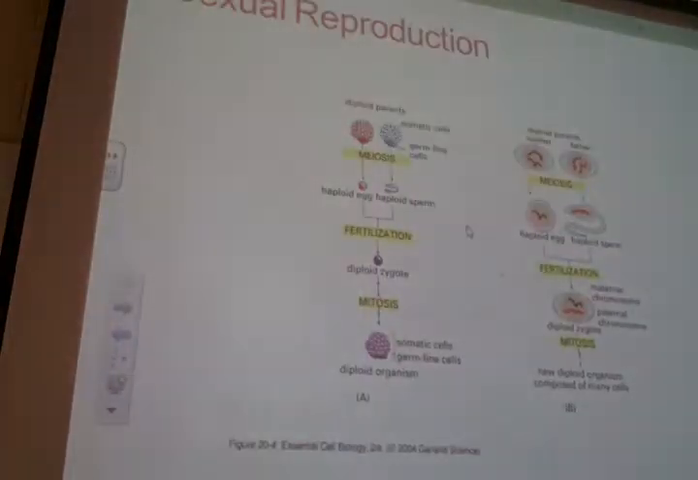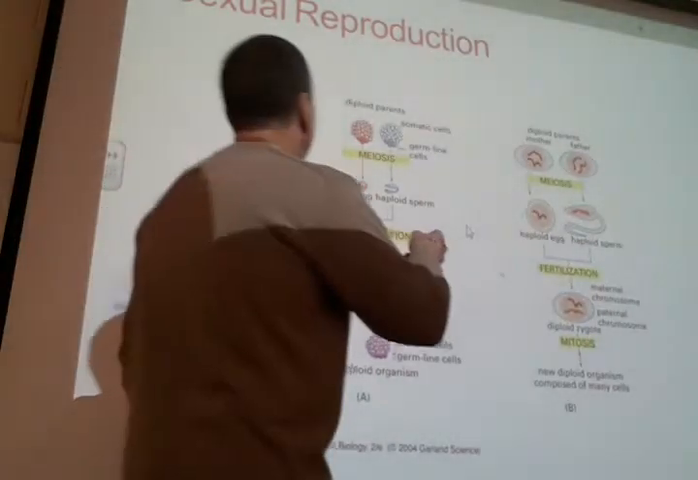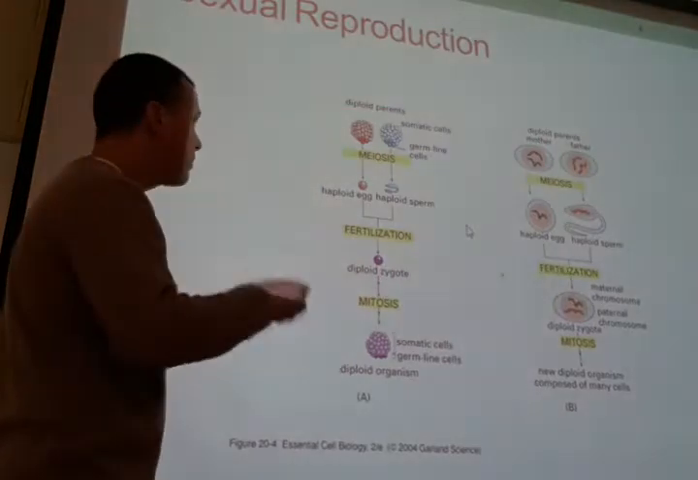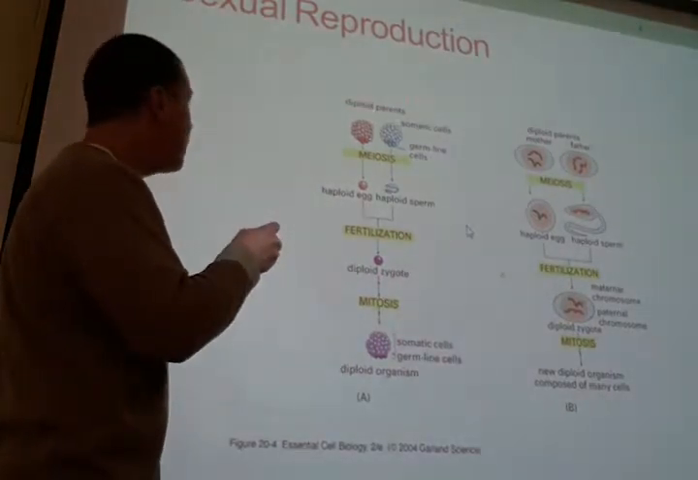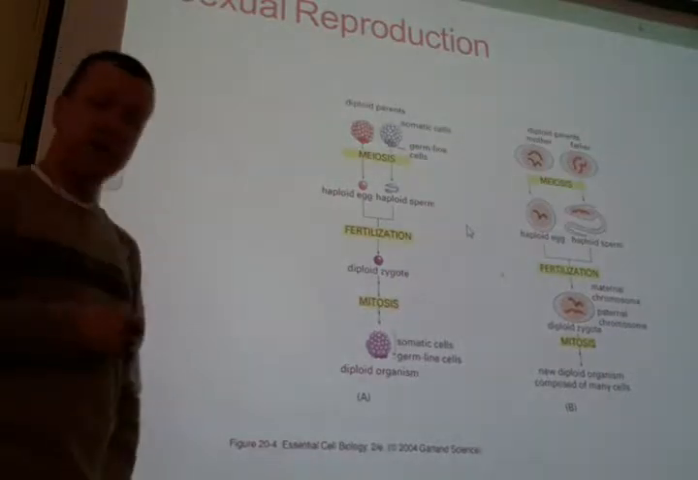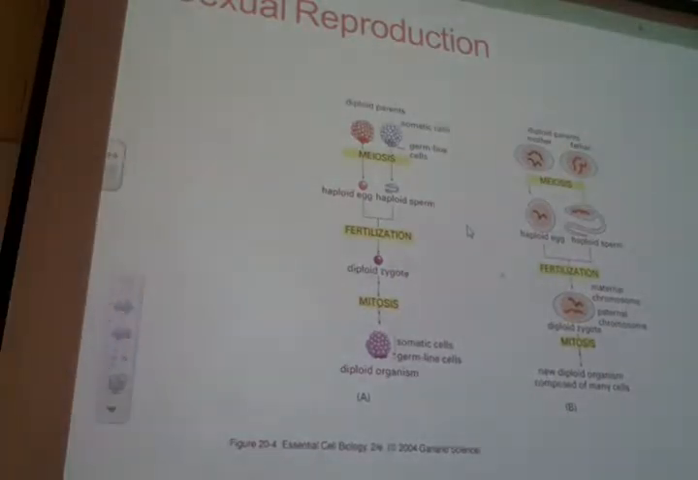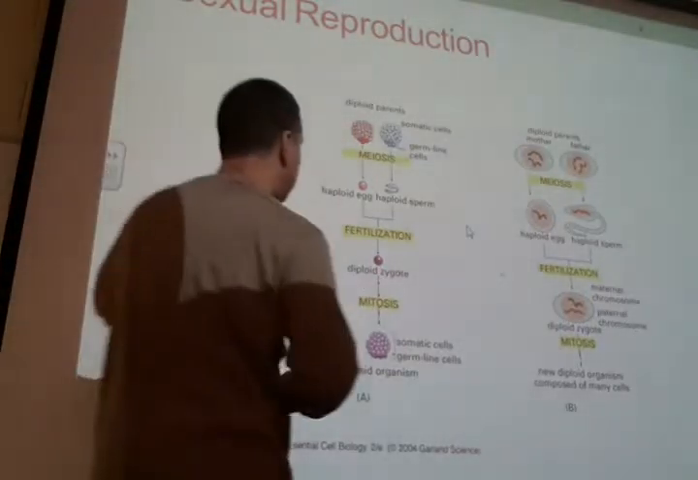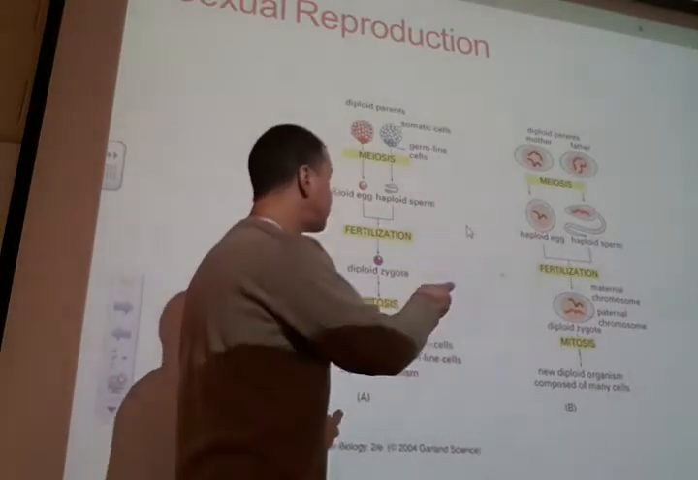So that's kind of described here. And we'll get to diploid and haploid in a second, but we saw the other day with mitosis, we started with a cell with X number of chromosomes, and we ended with two cells with that same number of chromosomes. That's not going to happen here.